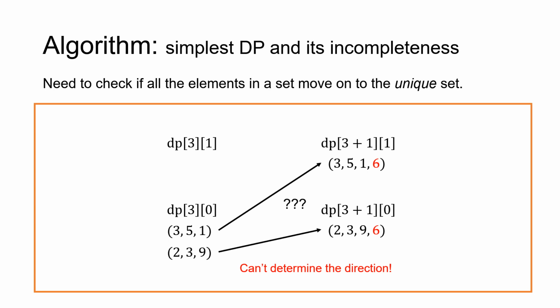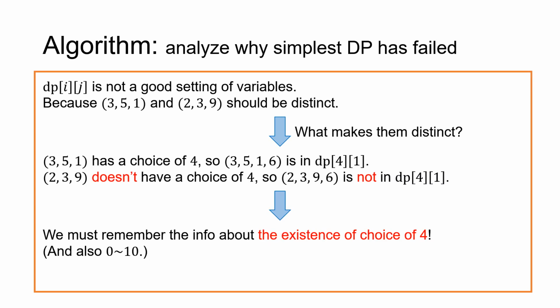In general, all the elements in a DP set must move on to the unique set. Our first DP has failed, so let's try to improve it. We've found 3, 5, 1 and 2, 3, 9 in dp[3][0] should be distinct when adding 6, so we need to think about how we do that. You'll find that the difference between them is whether there is a choice of 4 or not.